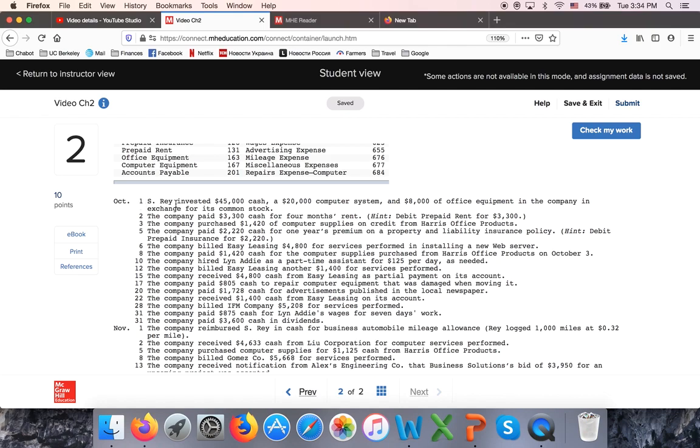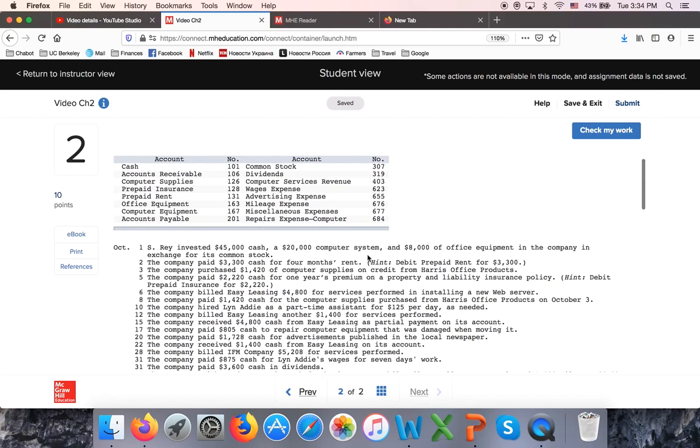So October 1st, S-Ray invested $45,000 cash, $20,000 computer system, and $8,000 of office equipment in the company in exchange for common stock. This is a so-called compound transaction. Usually transactions will have just 2 accounts, 1 debit, 1 credit. But here we're going to have 4 accounts: cash, computer equipment, instead of computer system, office equipment, and common stock.